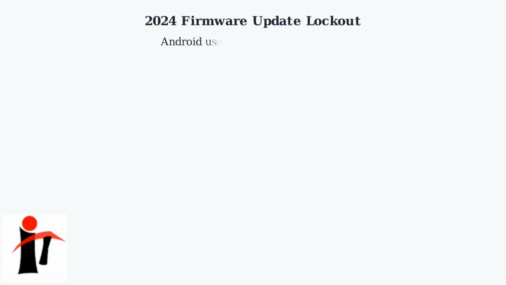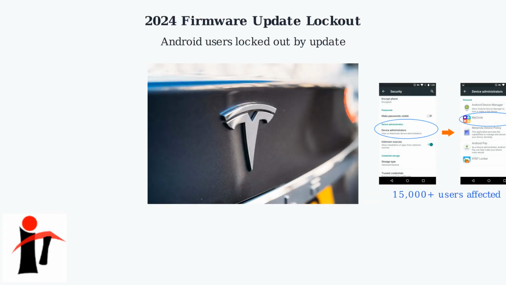In early 2024, Tesla released a firmware update that inadvertently locked out thousands of users with old phone keys on Android devices. This incident affected over 15,000 owners who had not updated their keys, demonstrating the critical importance of proactive key management. Users had to visit service centers for manual reprogramming, highlighting how firmware changes can disrupt access and why regular key audits are essential.